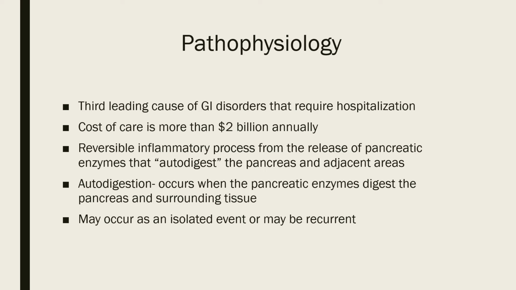So looking at pathophysiology, pancreatitis is the third leading cause of GI disorders that are going to require hospitalization. Cost of care for this population is more than $2 billion annually, so it's a very expensive disorder. Reversible inflammatory process from the release of pancreatic enzymes that auto-digest the pancreas and then adjacent areas. So what happens is the pancreas is essentially eating itself. There is auto-digestion. So auto-digestion will occur when these pancreatic enzymes digest the pancreas and then the surrounding tissue.